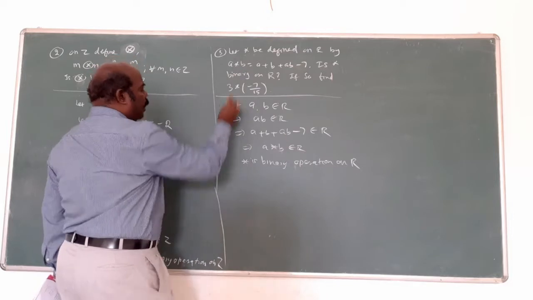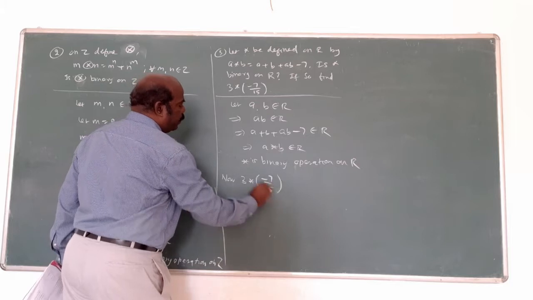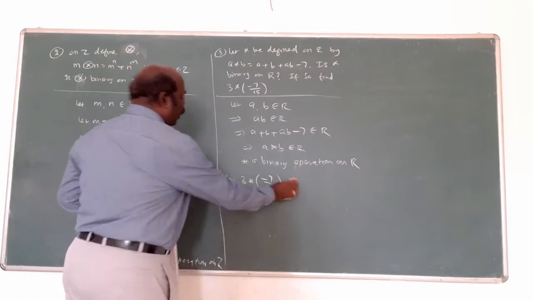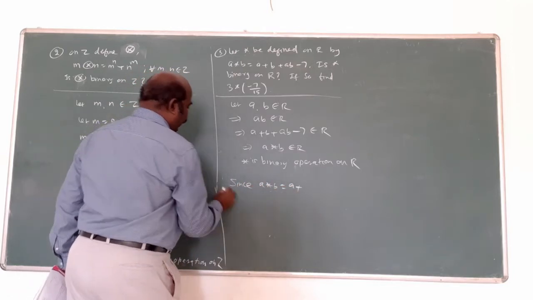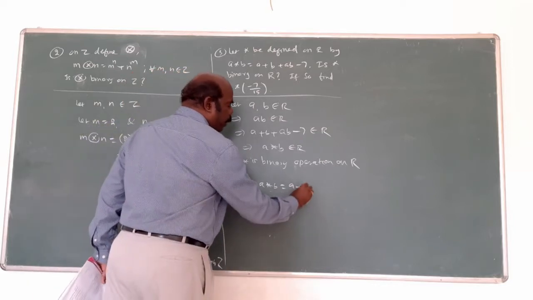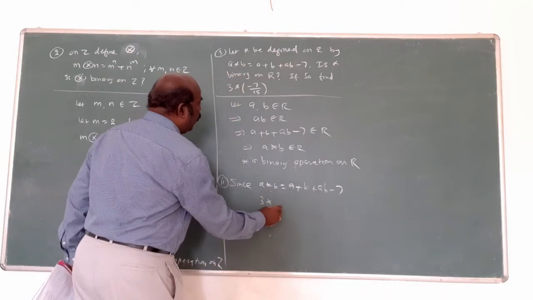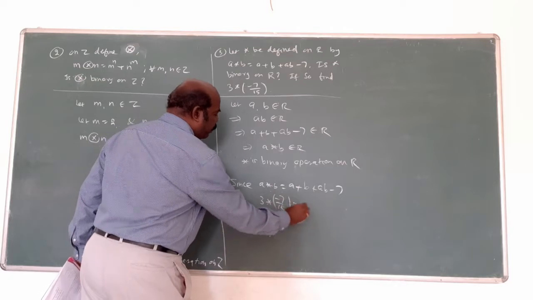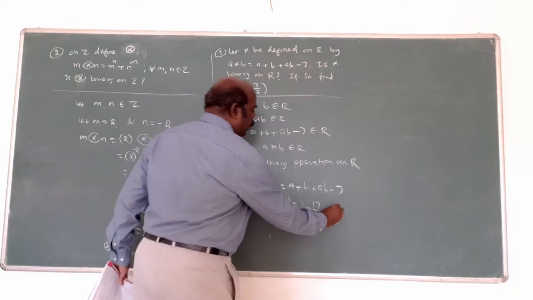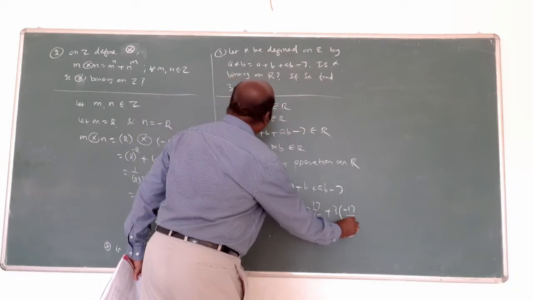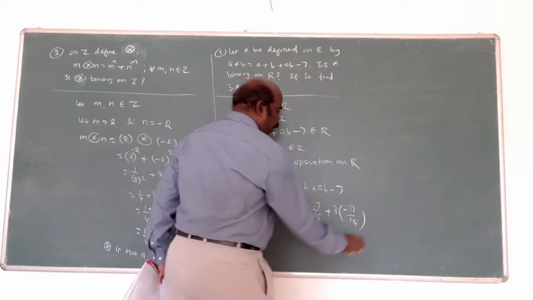Second part is asking now 3 star minus 7 by 15. What is the formula? The formula is A star B equal to A plus B plus AB minus 7. Similarly here, 3 star minus 7 by 15 equals A is 3, B is minus 7 by 15, so 3 plus minus 7 by 15 plus 3 into minus 7 by 15 minus 7.